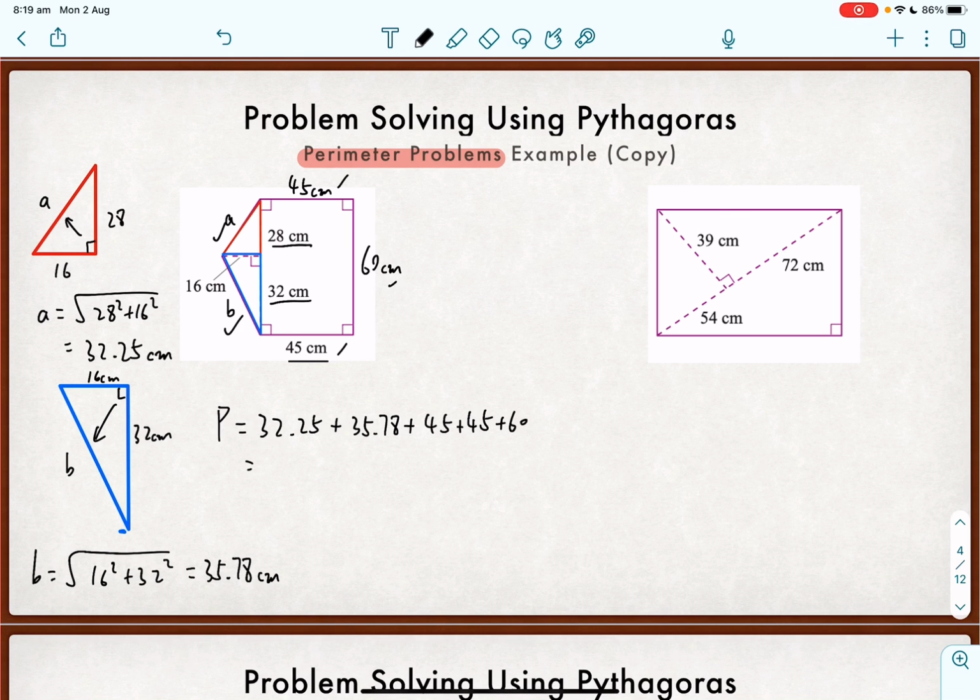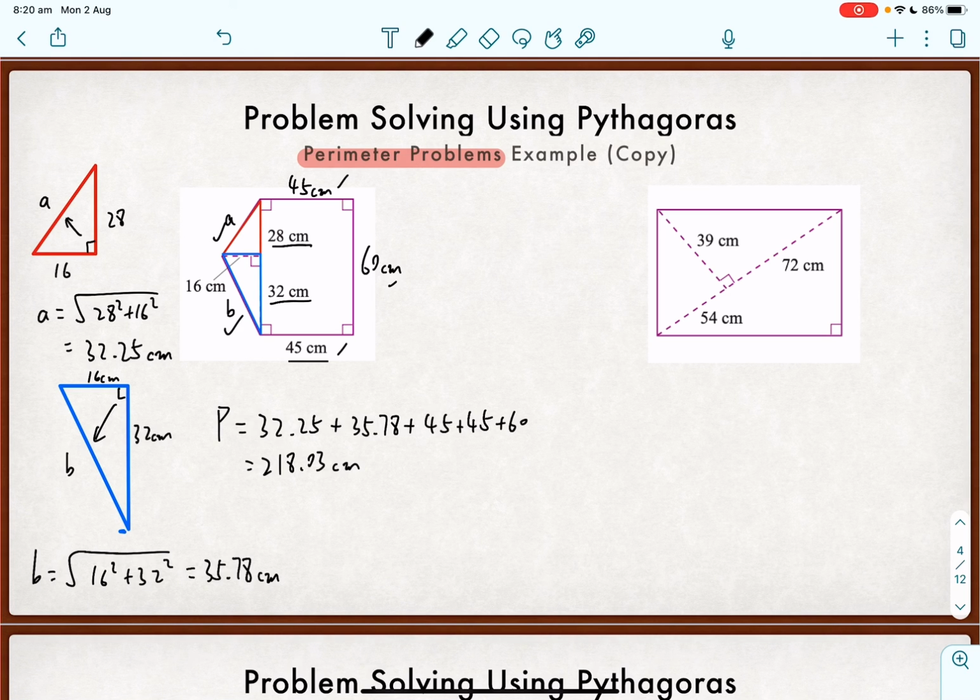So 32.25 plus 35.78 plus 45 plus 45 plus 60. So the perimeter is 218.03 centimeters. As you can see, I tick through them, so I know that I don't miss anything. Okay. I hope that's easy for you.